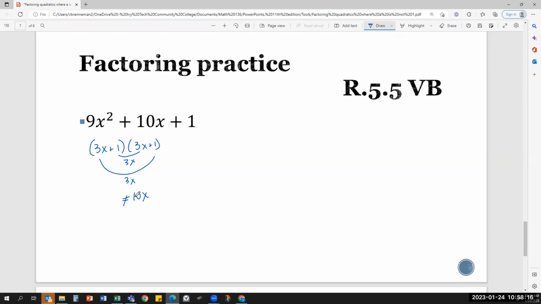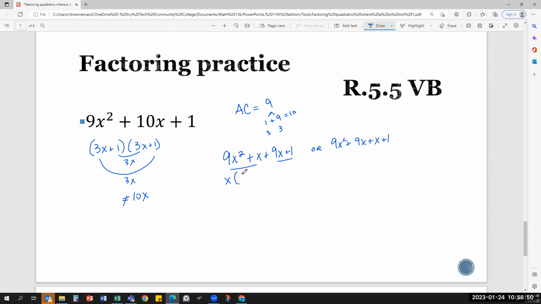if I use one of those other methods, AC method, AC is 9. 9 is 1 times 9 or 3 times 3, but in this case, the 1 times 9 works because 1 plus 9 is 10. So I rewrite this as 9x squared plus x plus 9x plus 1, or as 9x squared plus 9x plus x plus 1. Either way, I can factor by grouping.